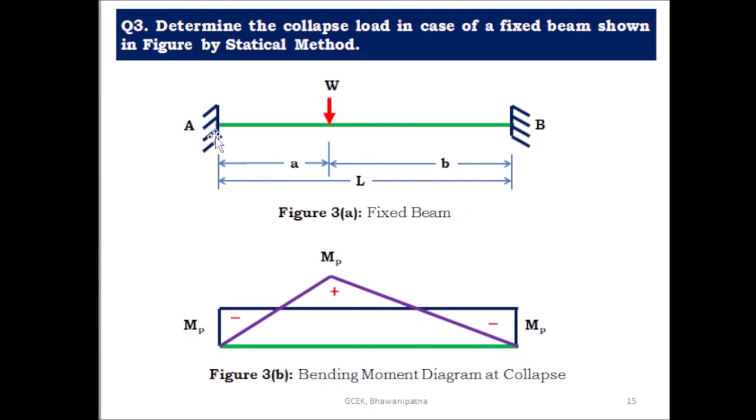In this case, the first hinge will be formed at A, the second hinge will be formed at B, and the third hinge will be formed under the loading point. At the collapse condition, the moment at support A is MP, here also MP, and here also MP, the plastic moment. At the collapse condition, the moment at support A, support B and the positive moment all are equal to the plastic moment.